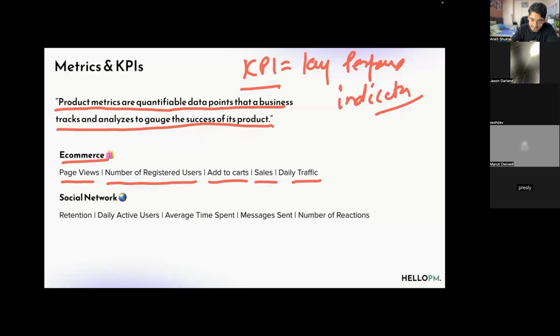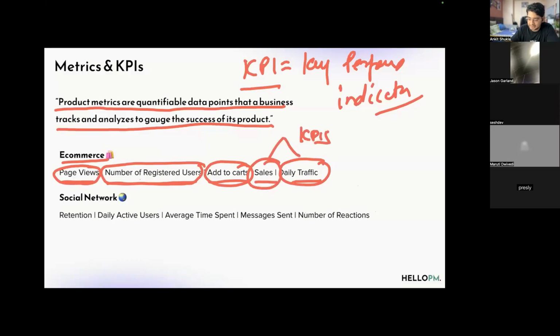all of these are metrics, but maybe page views is not an important metric. Maybe number of registered users is not an important metric, right? So important metrics could be, maybe add to cart could be an important metric. How many people are adding to cart? But that is not a very important metric. The very important metric is how many people are you able to get daily? What is the daily active users? Plus, what is the sales that you generate? Right? So these two could be KPIs, and others, as you know, are metrics.